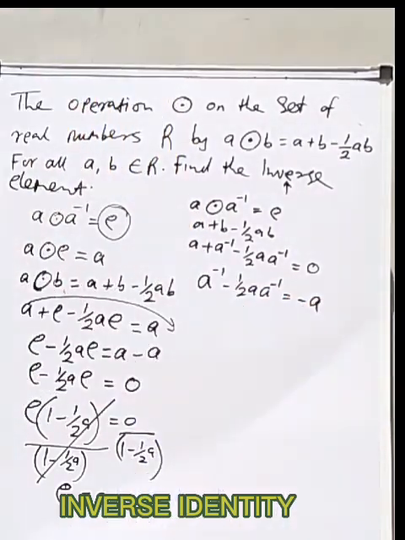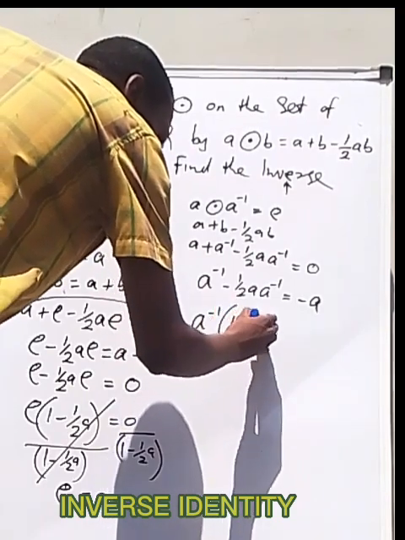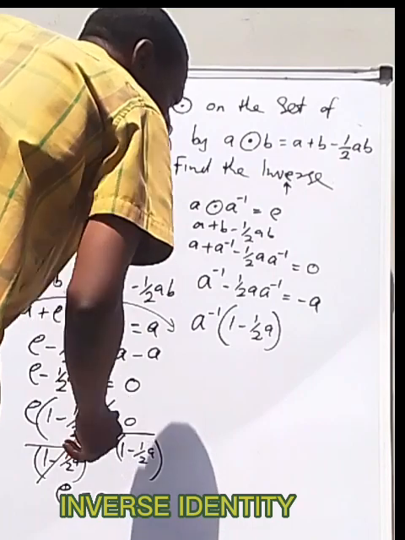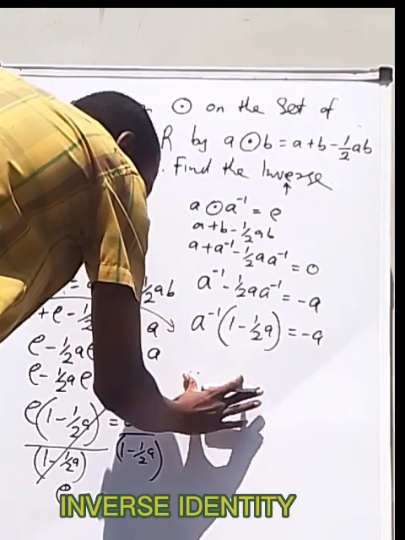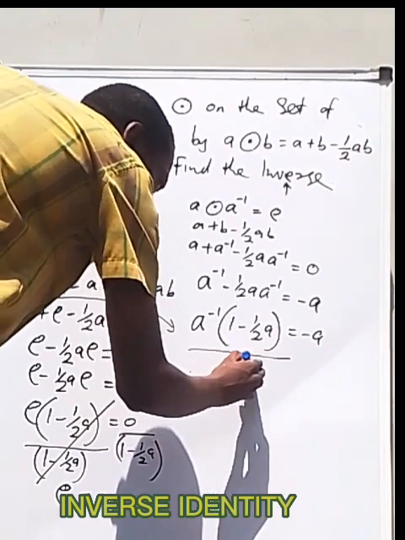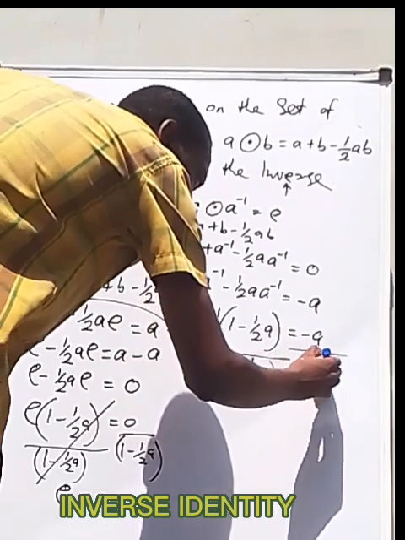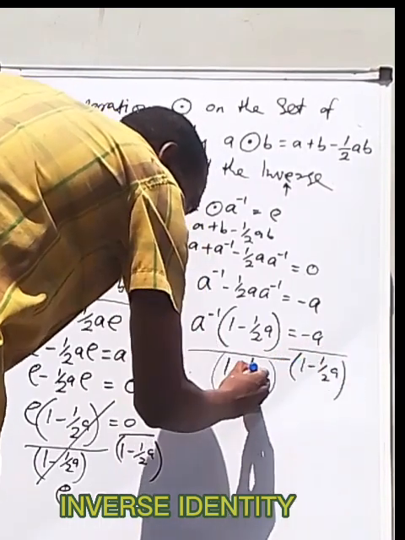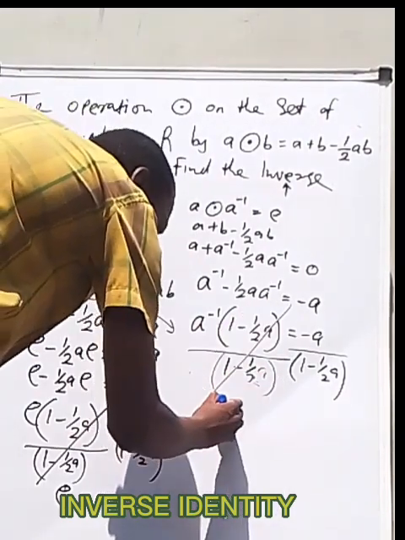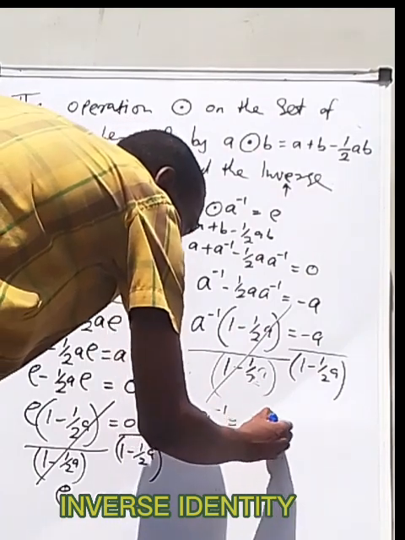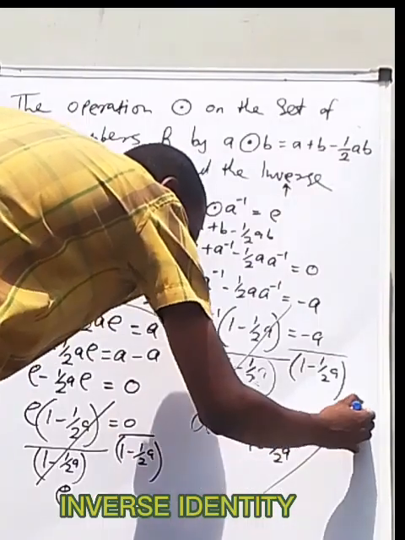On that note, A will go to the right hand side, turning negative. I will have to factor inverse of A out, which will give me 1 minus half A equal minus A. Of course, I'm going to divide both sides using 1 minus half A in order to isolate inverse of A. So if I cancel out where necessary, I'm going to have A inverse equal minus A over 1 minus half A.